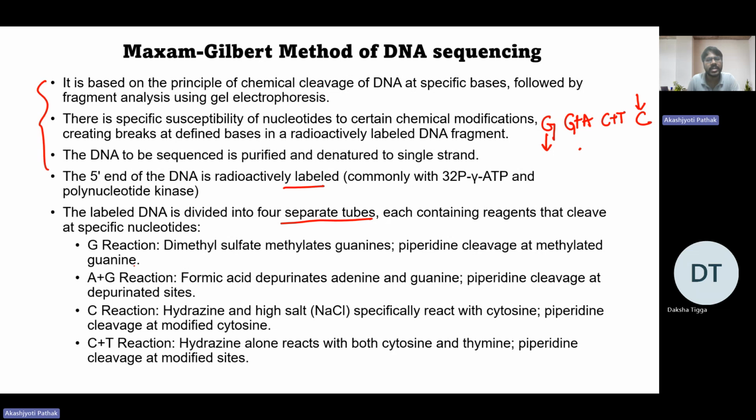Okay, so what are the different chemicals that are present for the G reaction? You add dimethyl sulfate. Dimethyl sulfate methylates guanine, so it will cleave at the G. Okay, A plus G means what chemical is used? Formic acid. It will depurinate both adenine and guanine. So you will get different DNA fragments. Some DNA fragments will be cleaved at A, some will be cleaved at G. Then for the C reaction, we are adding hydrazine with salt. Hydrazine plus salt means C, and only hydrazine means C plus T. Okay, so you have to remember these different chemicals.